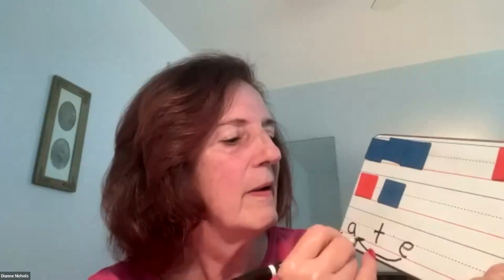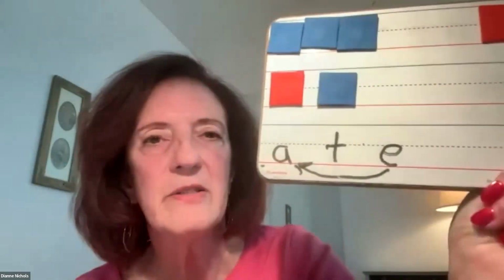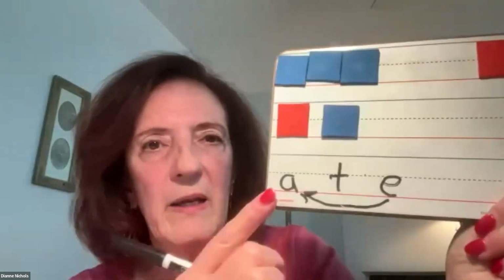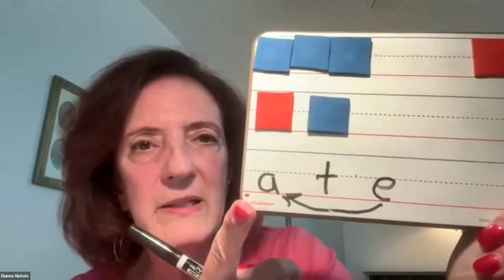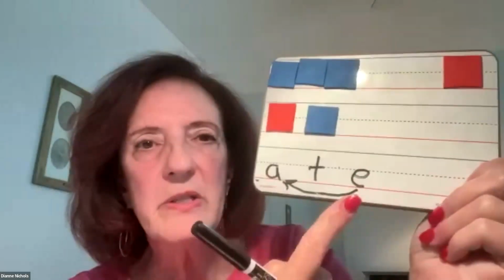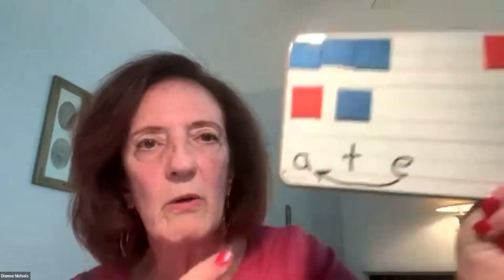Oh, yes, it has that silent E to make or signal the A to say its name. But because the E doesn't have any sound, we don't have a square for that. So there are lots and lots of opportunities like this in a very physical way to demonstrate to the student how the language works in terms of the sounds and the graphemes.